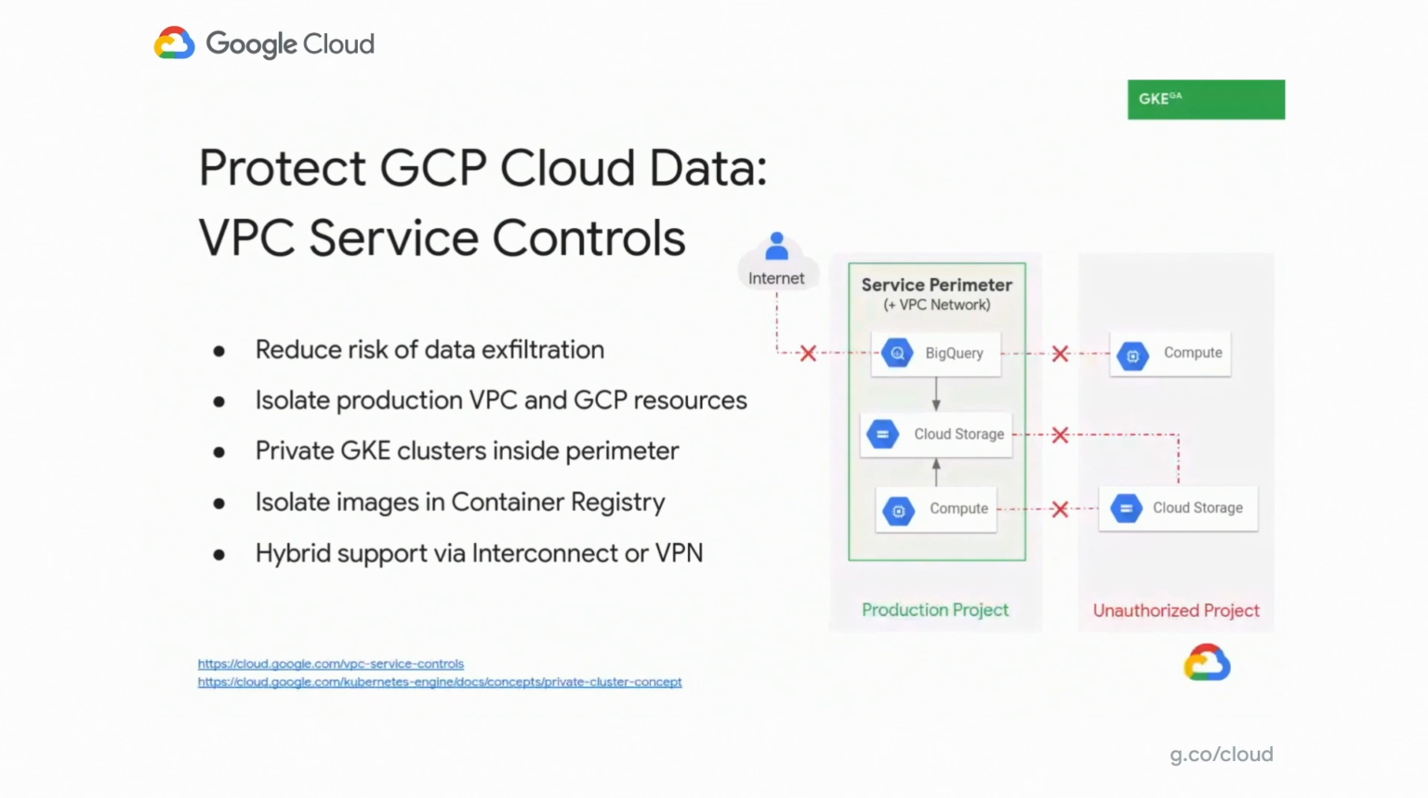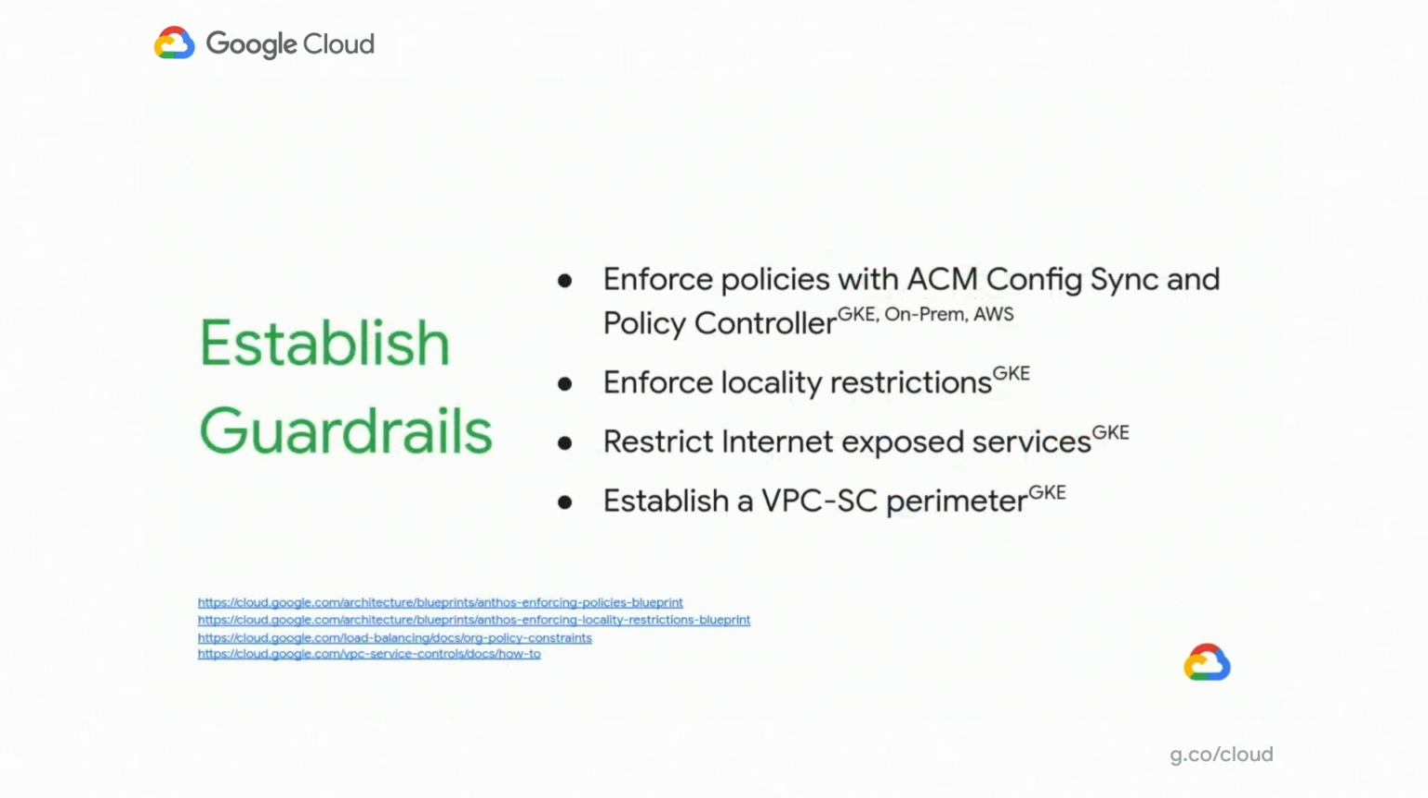Private GKE clusters can be established inside the perimeter, so they're not on the internet. You can also do the same with a container registry or with your container images. And VPC Service Controls supports hybrid in that you can connect your hybrid on-prem networks by using Cloud Interconnect or Cloud VPN. So just summing up this section, we want to use ACM to do the vast majority of our policy configuration and enforcement across our hybrid infrastructure. And then on GKE Cloud, we have some extra controls that we can use to establish some extra guardrails. So that's the end of the guardrails section.